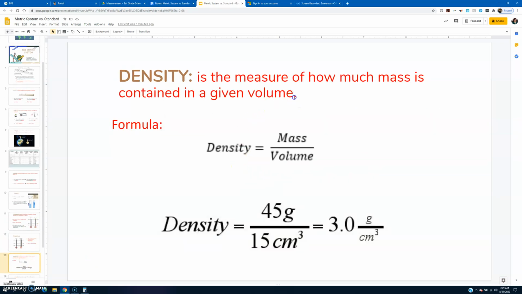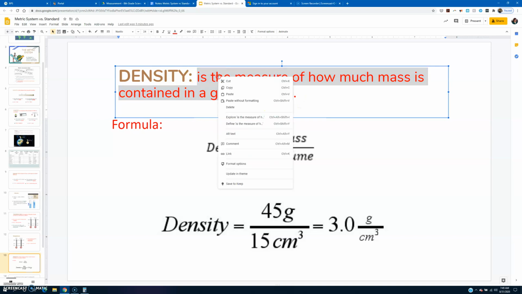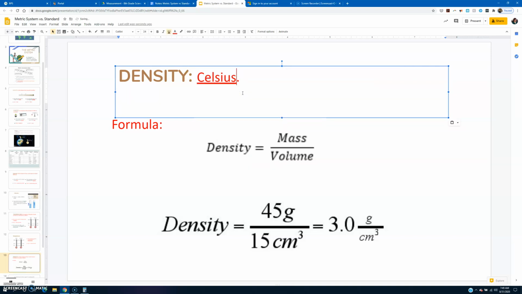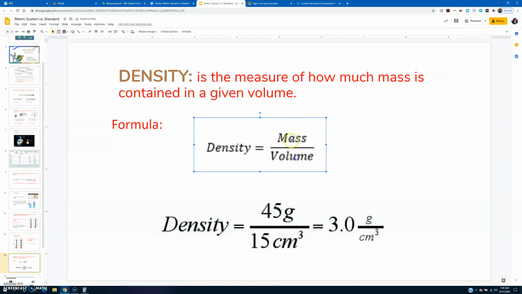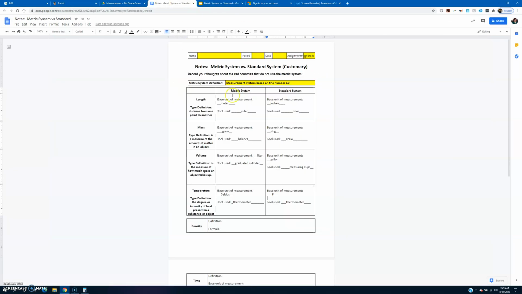All right, density. Now we're taking density and we're actually getting a ratio out of the mass and the volume. You're going to divide them. You're going to do the mass divided by the volume. It is a math problem.